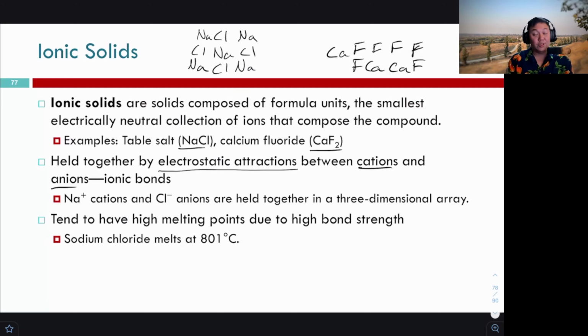So those electrostatic attractions are stronger than the intermolecular forces that we talked about. And they have high melting points because these bonds are strong. So sodium chloride melts at 801 degrees Celsius.